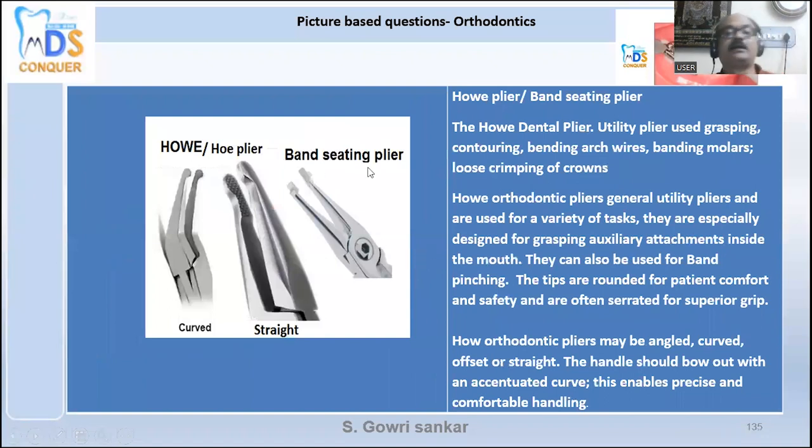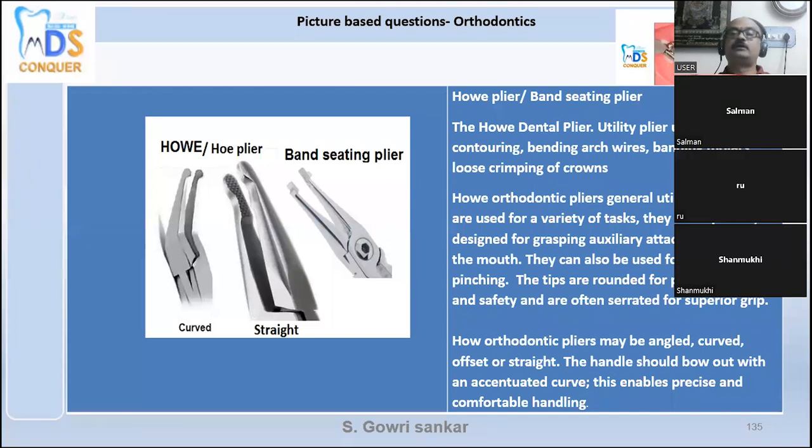And the hoe pliers, or band seating pliers, these are called. Band seating pliers, you can see serrated appearances. They're called hoe pliers. They're used for seating the bands. They have curved and straight. Straight is used for the upper and the curved is used for the lower arch.